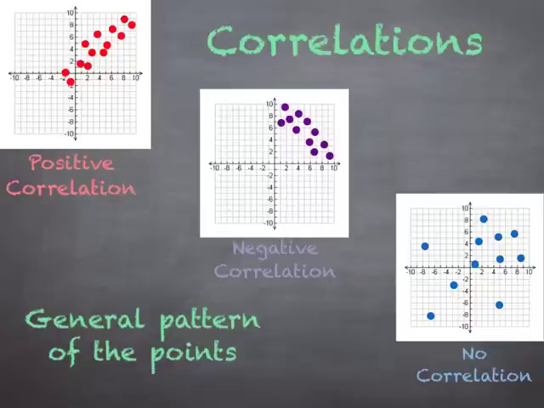And finally, we can have no correlation. This means there's no real pattern. They're all just kind of all over the place. I can't tell if they're going up. I can't tell if they're going down. I really don't know. There's no correlation at all.